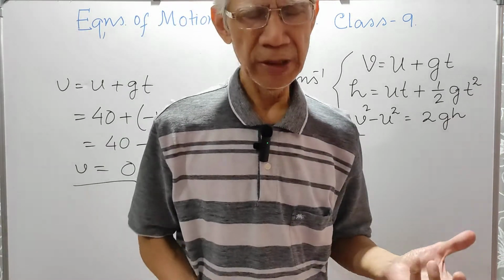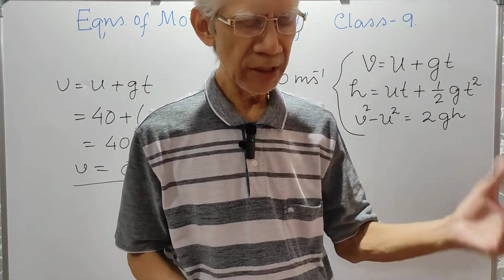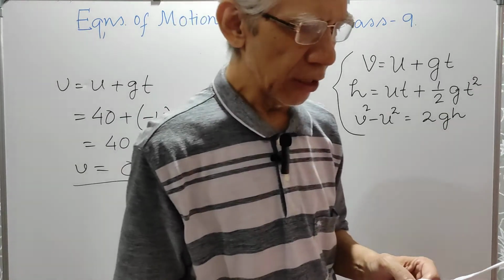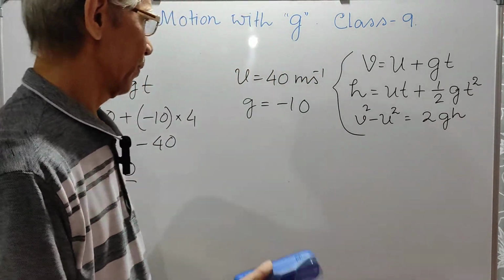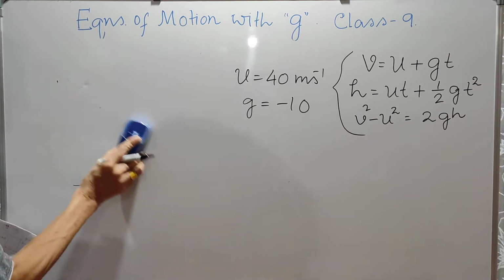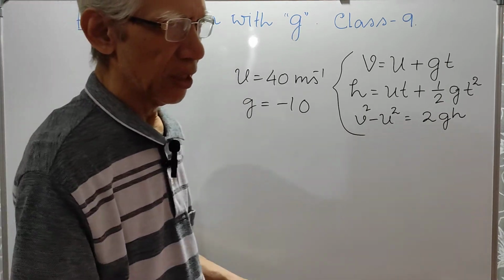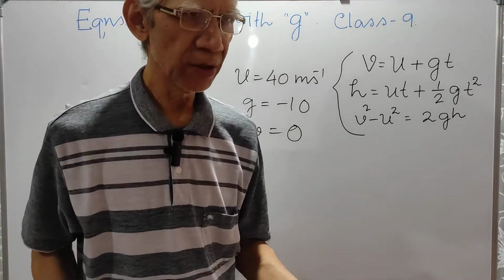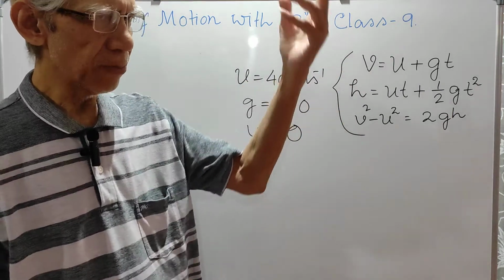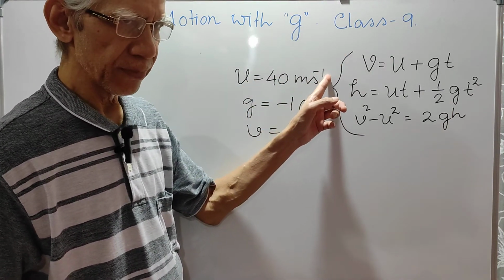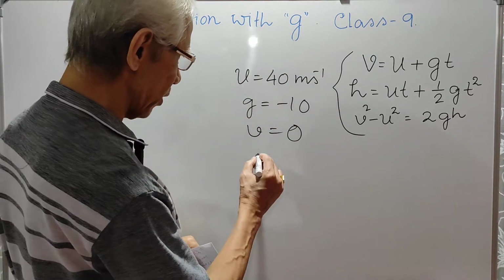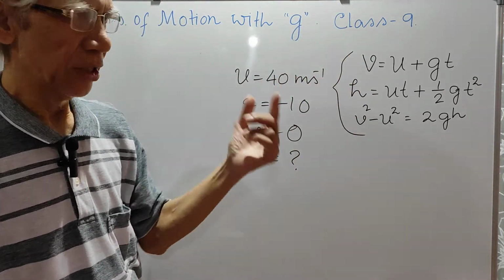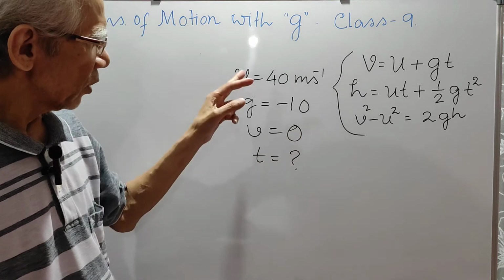So this is how, in the exam, when you get the question, note down what things are given and what to find out. Then the question is, in what time, after how many seconds, will it reach the maximum height? Now when it reaches the maximum height, v will be 0. So that is known. We have to find t. So these three things are known.